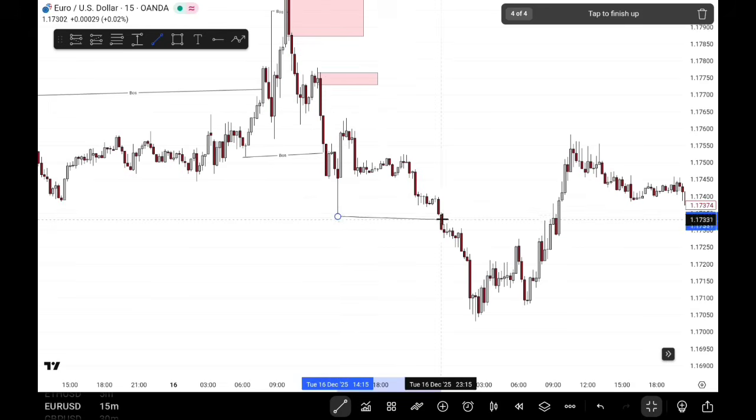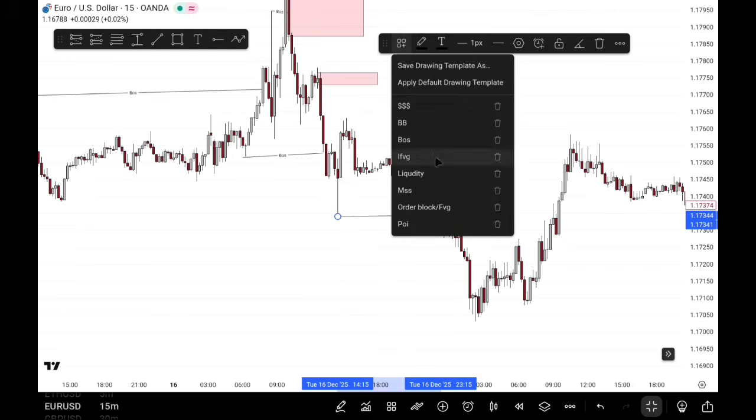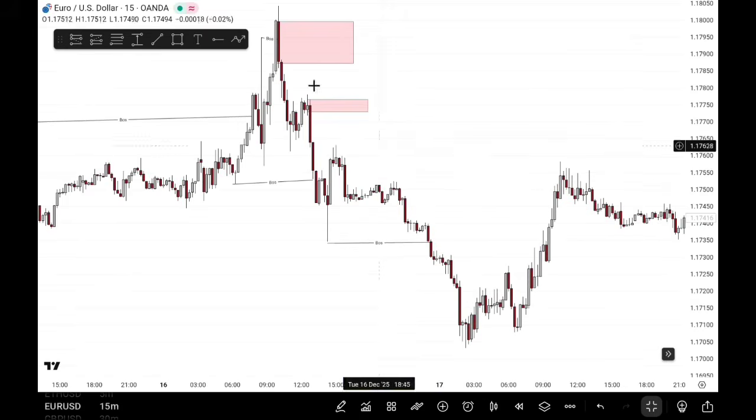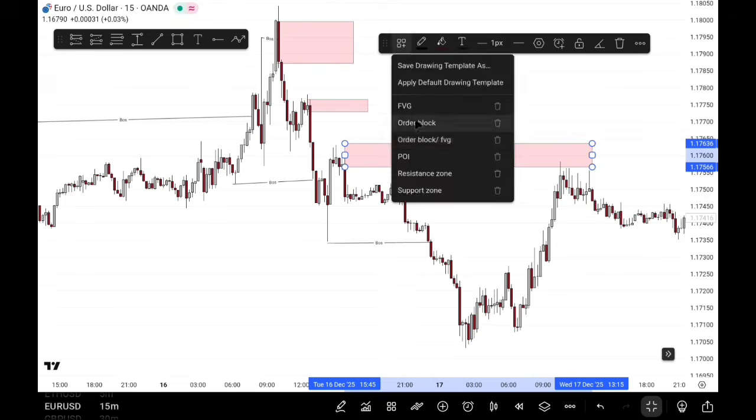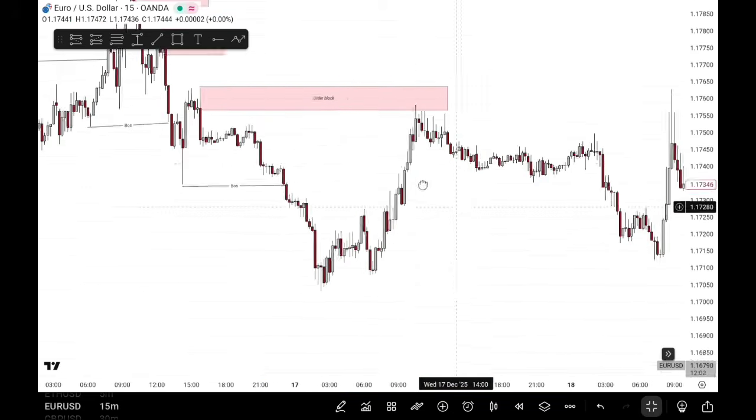To have this break of structure to the downside, this is going to be the origin. Initially I'm going to mark it out. So price reacted from that order block, and we also have some move to the downside, right?